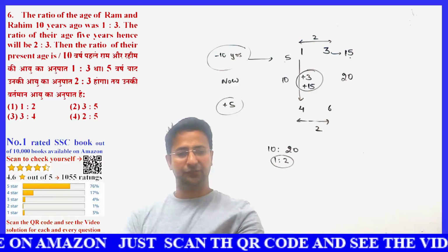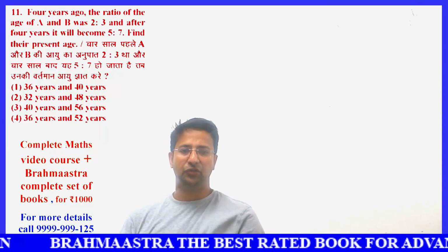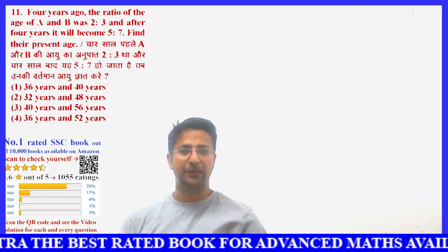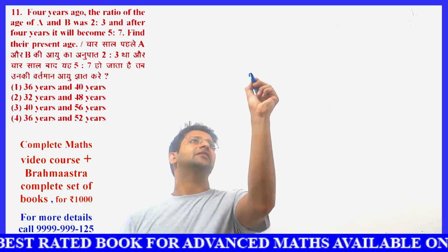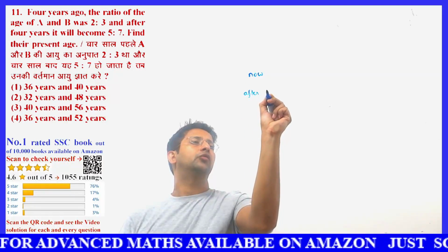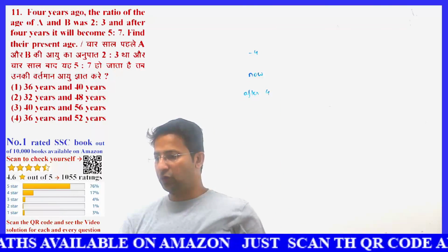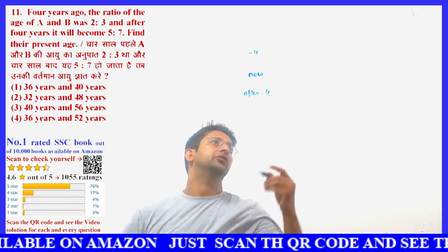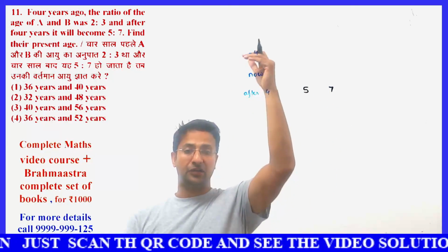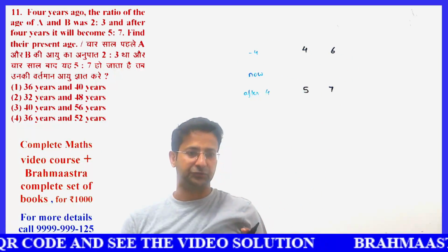Okay, dear students, let's proceed towards the next one. 4 years ago, the ratio of the ages of A and B was 2:3, and after 4 years, it will become 5:7. Let's say this is now, after 4 years and 4 years ago. After 4 years, this ratio will be 5:7. 4 years ago, this ratio was 2:3, or I can say 4:6. See how easy these questions become.